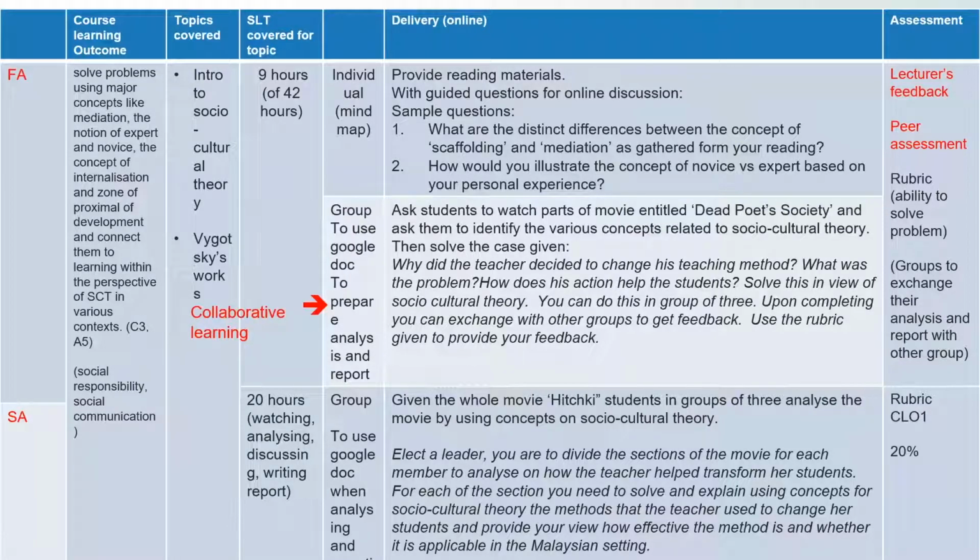Understanding that and looking at the topics covered, they relate to the subtopics that I'm teaching. The course I was given was sociocultural theory and learning. The topics related to this course learning outcome are an introduction to sociocultural theory as well as reflexive work. In total, 9 hours of 42 hours were designed for this course learning outcome.